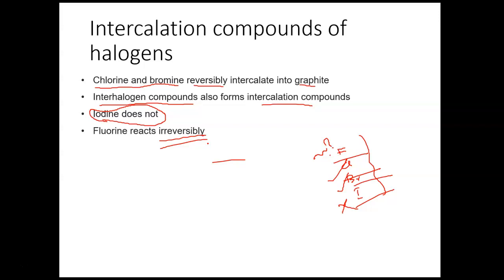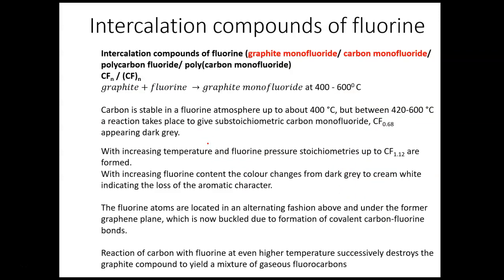And actually, the intercalation compound formed by fluorine with graphite cannot be considered a perfect intercalation compound of graphite because it is not reversible, it is irreversible. But we are discussing it under this particular category itself. So they will be treated under other names also, like carbon monofluoride, graphite monofluoride, etc., which are the terms used for indicating the intercalation compounds of fluorine with graphite.